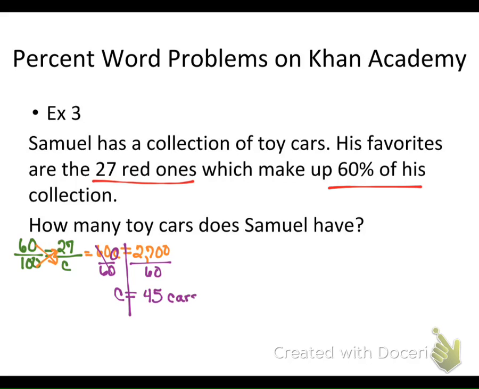So how many total cars does he have in his collection? 45 cars. How many red cars does he have? 27 makes up what percent of his total collection? 27 cars make up what percent of his collection? 60. So if he has 45 cars and 27 of them are red, how many cars does he have that are not red? Out of those 45 cars, 27 are red, how many of them are a different color?